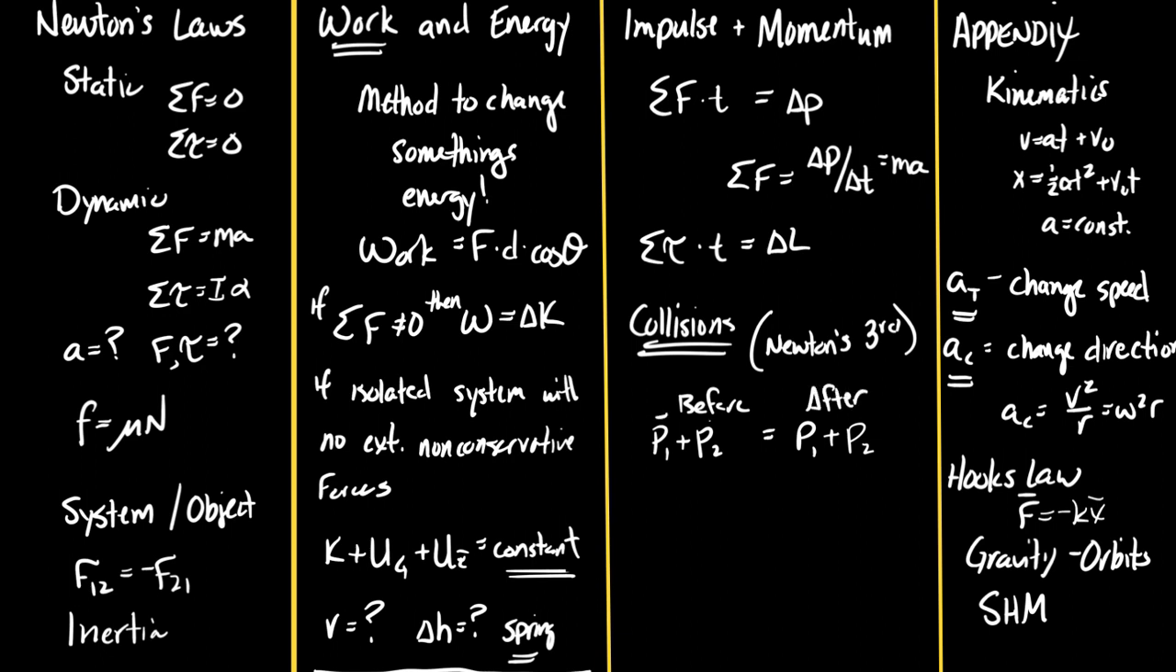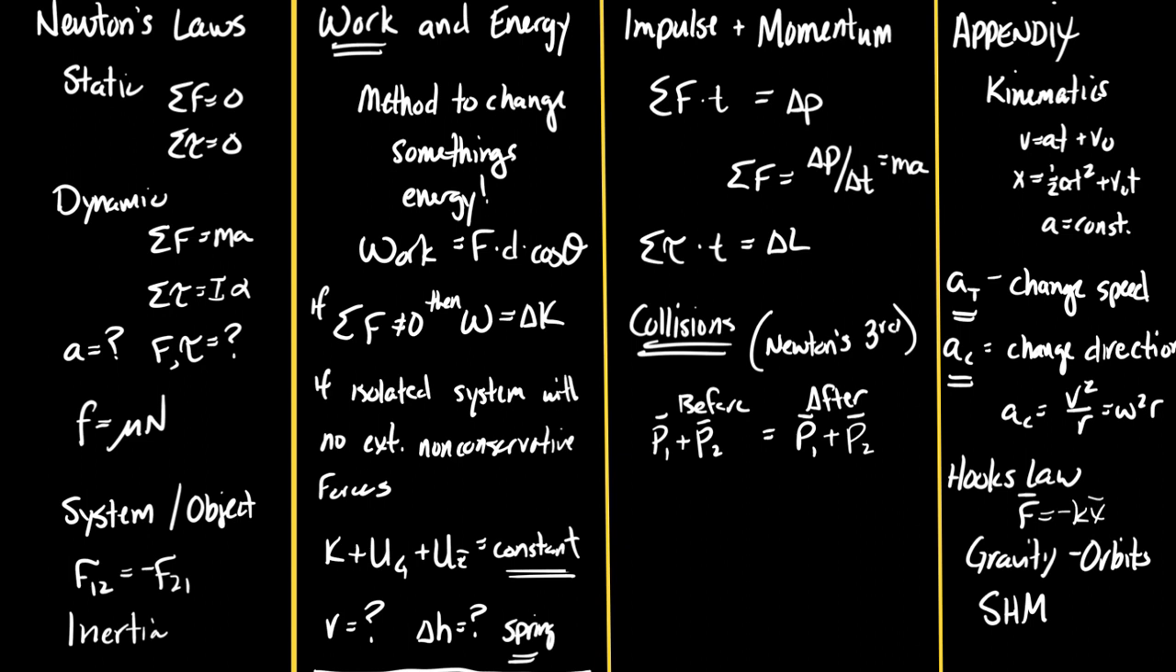But momentum is different than energy because it deals with direction. Energy doesn't deal with direction in any way. If energy gets bigger or energy gets smaller, it can be positive or negative, but it doesn't tell you what direction the object's going. But momentum is tightly integrated with direction.